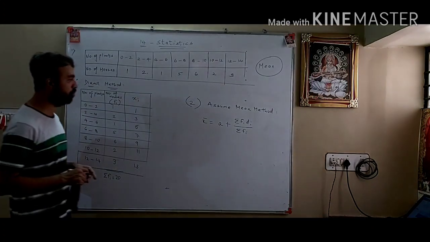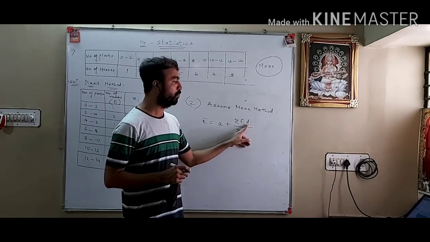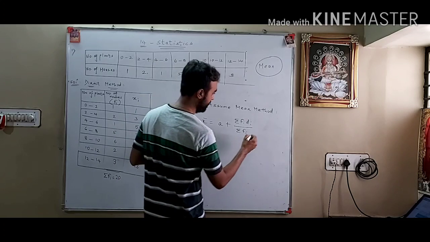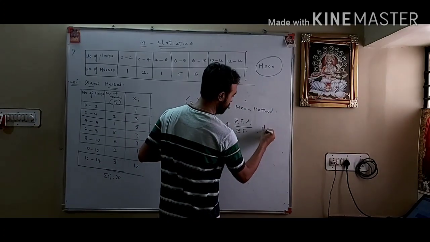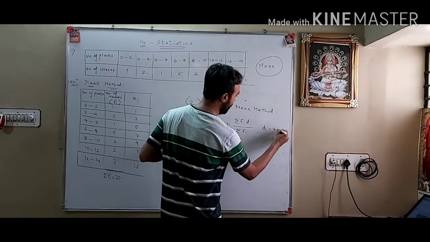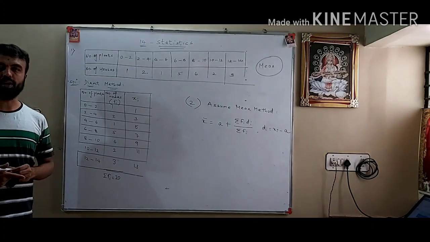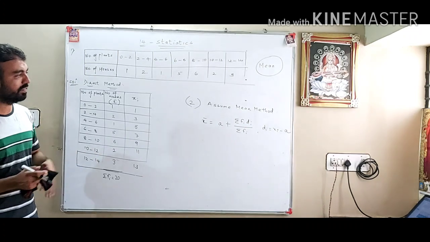You have some new name now. You have something new. Di. What is di? I am writing here. Di equals to xi minus a. Di equals to xi minus a. So this is the formula.